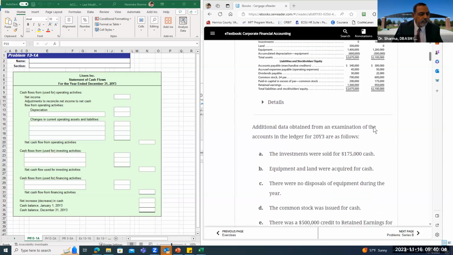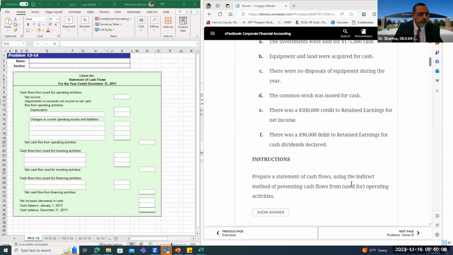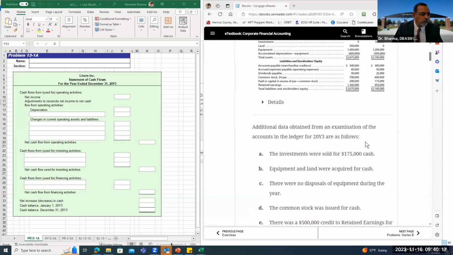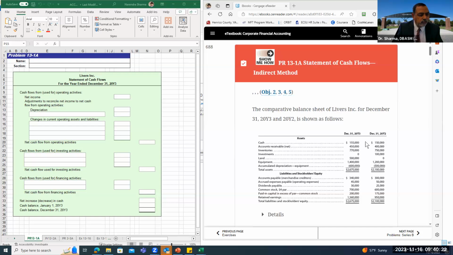We're given a balance sheet and additional information. At the bottom, you are required to prepare a statement of cash flows using the indirect method of presenting cash flows from operating activities. In the last class, we talked about the statement of cash flows, and there are two methods, direct and indirect. As more than 90% of companies use the indirect method, we are learning to prepare the statement of cash flows using the indirect method. That is why we are picking that.